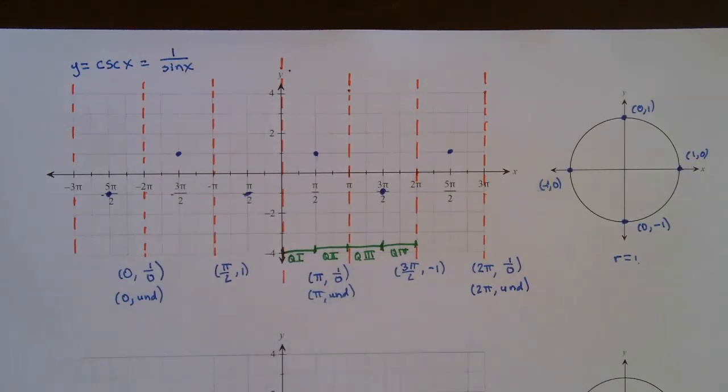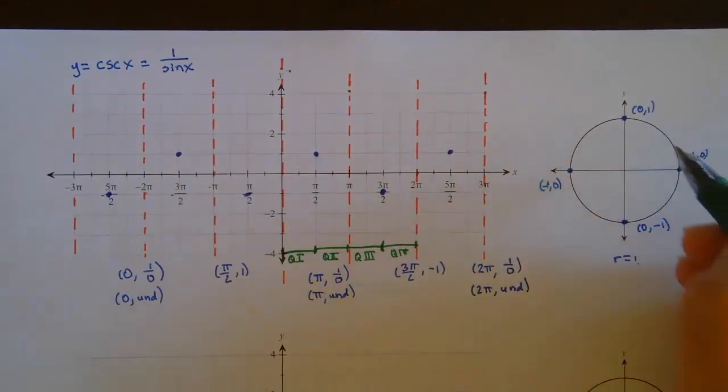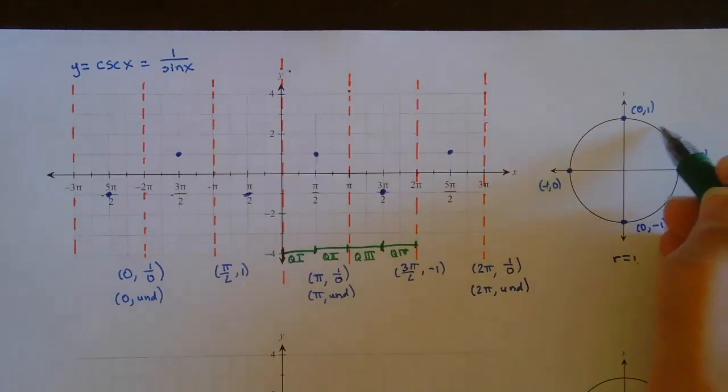The sign of your cosecant ratio and the sign of your sine ratio will be the same, whether it's positive or negative, okay? So what do we know? The ratio of r over y, in this quadrant, is going to be positive.